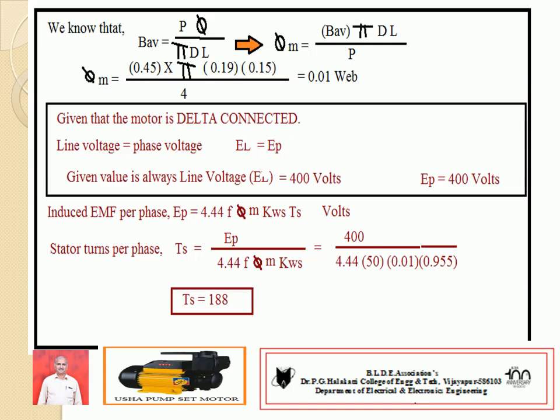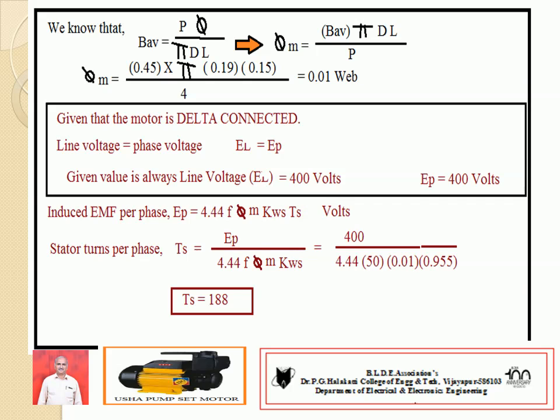What is the type of stator connection the motor has? Whether it is delta connected or star connected, you write it down, because I have to know the phase voltage. The phase voltage is required. The voltage given in the problem is always the line voltage. Hence, line voltage is given as 400 volts. So the motor is delta connected, and phase voltage also becomes 400 volts.